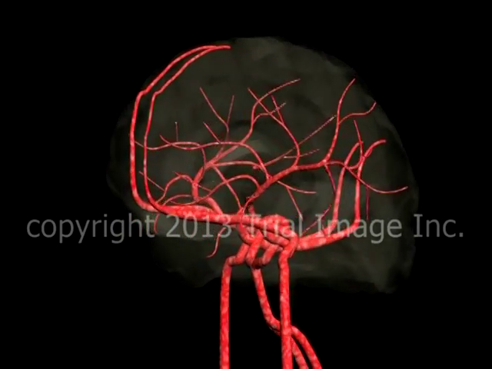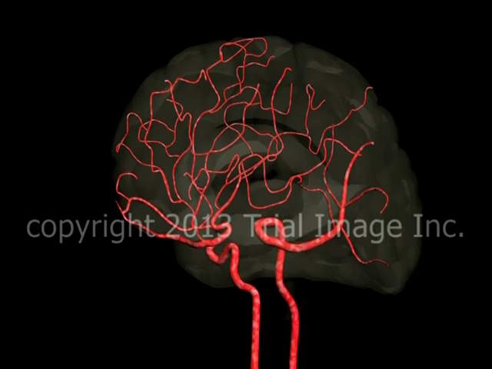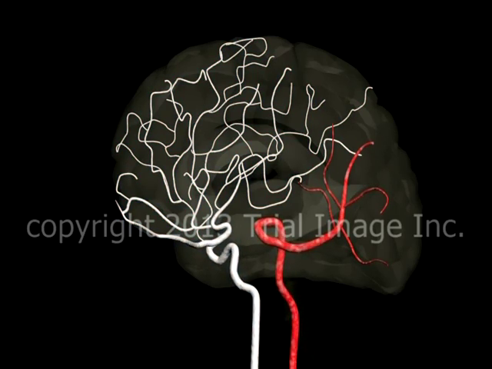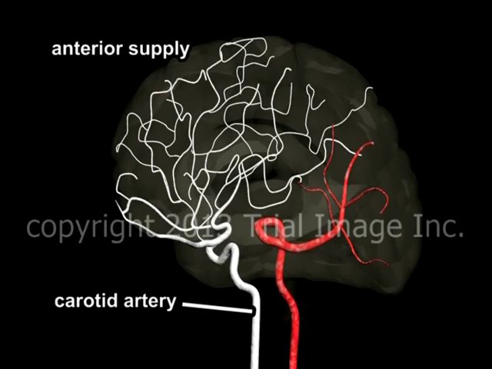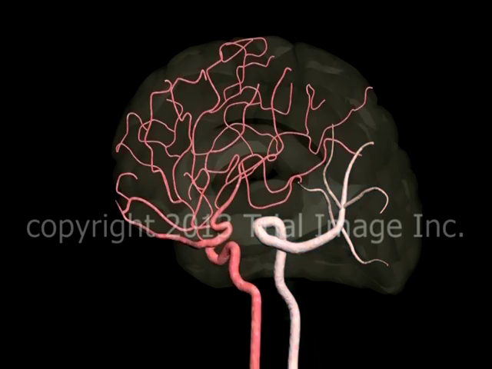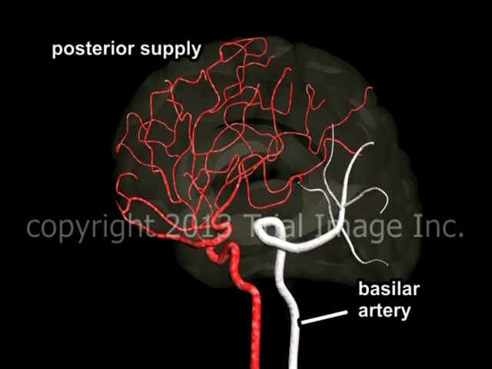Rotating the brain so that we have a view from the left side, we can now more clearly see how the anterior supply, originating from the carotid arteries, distributes blood primarily to the middle and front portions of the brain. And the posterior supply, originating from the basilar artery, supplies mostly the brainstem and the rear portions of the brain.